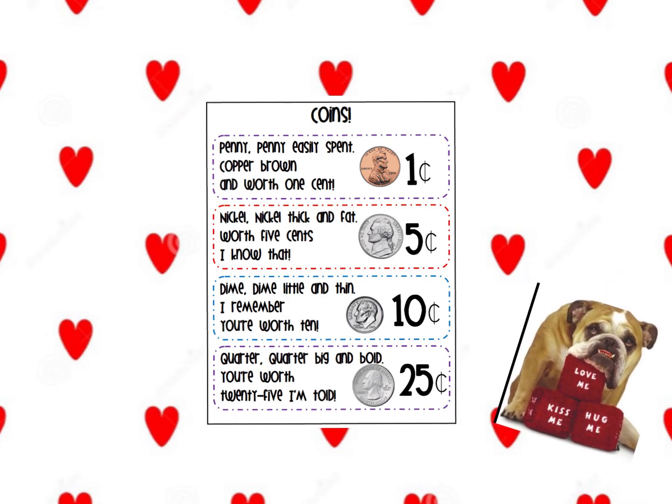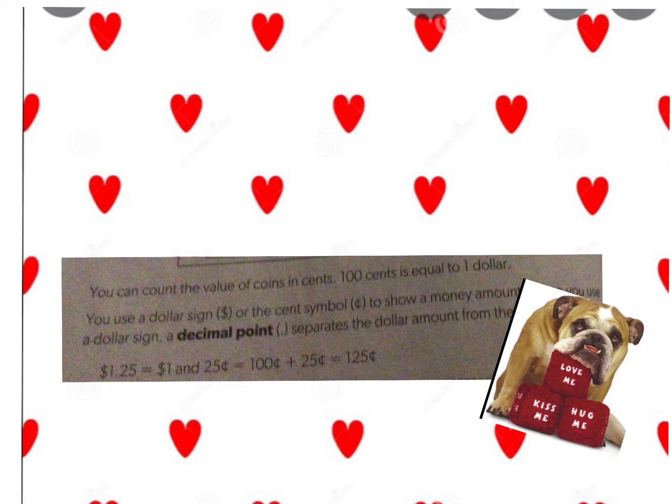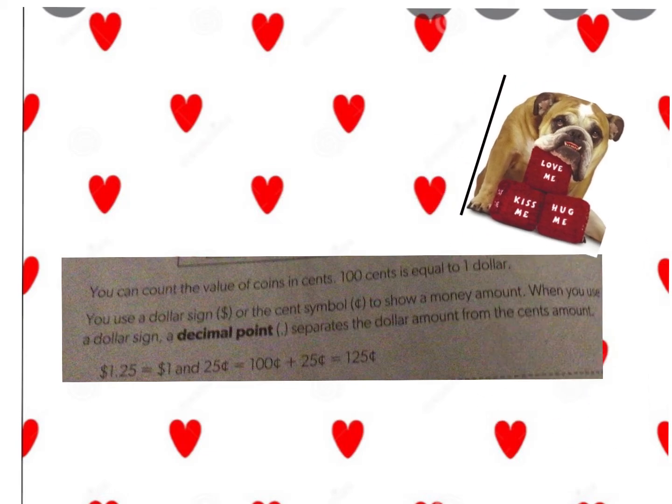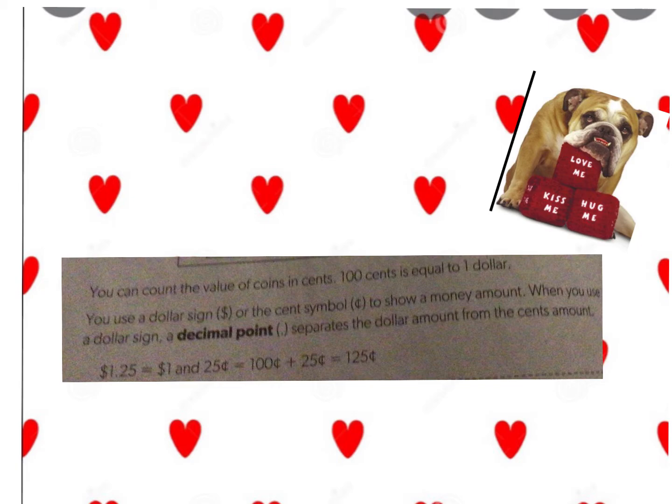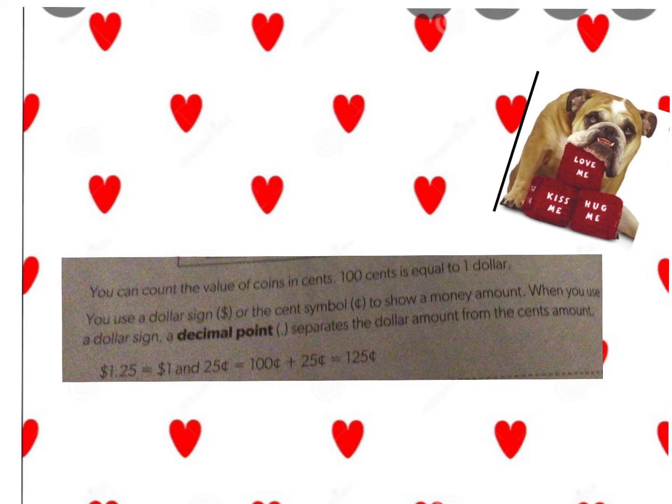So let's go ahead. You can count the value of coins in cents. 100 cents is equal to $1. You can use a dollar sign or the cent sign to show a money amount. When you use a dollar sign, a decimal point separates the dollar amount from the cents amount.